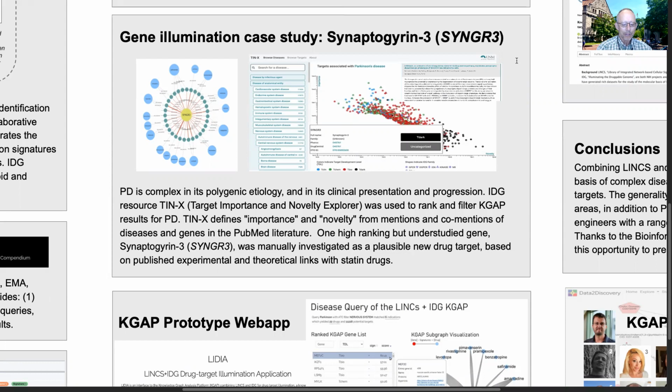Specifically, IDG resource TIN-X, Target Importance and Novelty Explorer, was used to rank and filter KGAP results. TIN-X is a bibliometric tool defining importance and novelty from mentions and co-mentions of diseases and genes in the PubMed literature. One high-ranking but understudied gene, synaptogyrin-3, was manually investigated further by the molecular biologist on our team, Jessica Binder, as a case study in plausible new drug target for Parkinson's disease, based on published experimental and theoretical links with statin drugs.